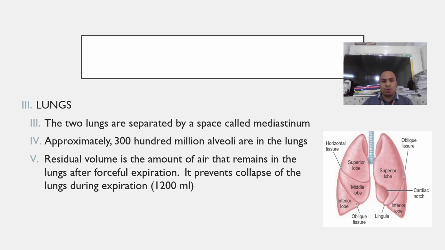Next, let's proceed to the lungs. Okay. So, yung lungs natin, the two lungs are separated by a space called the mediastinum. Approximately, we have 300 million alveoli in our lungs. So, the residual volume is the amount of air that remains in the lungs after forceful expiration, so that it prevents the collapse of the lung during expirations.